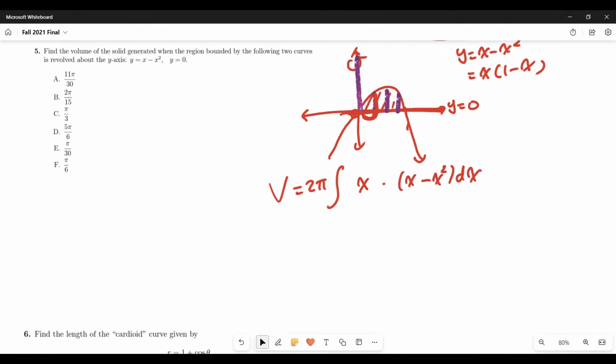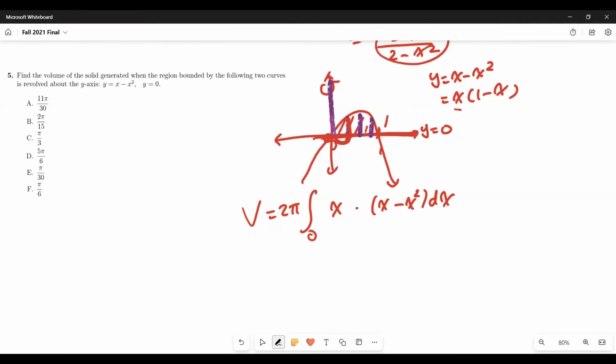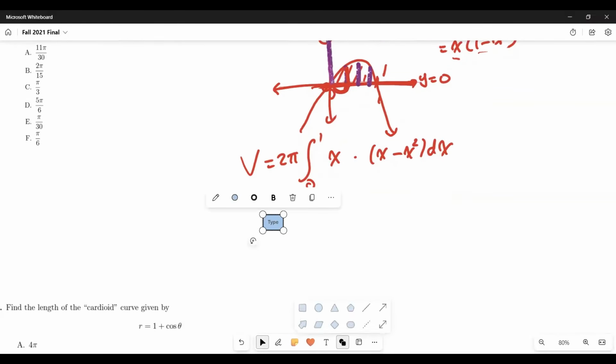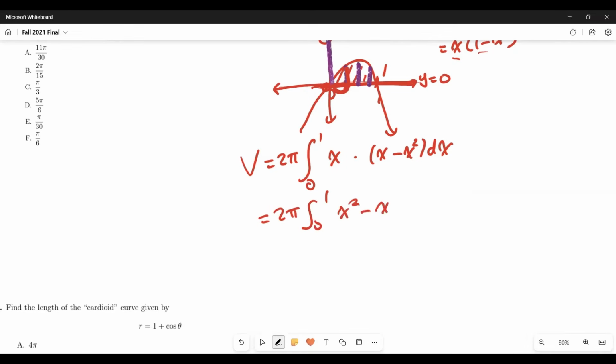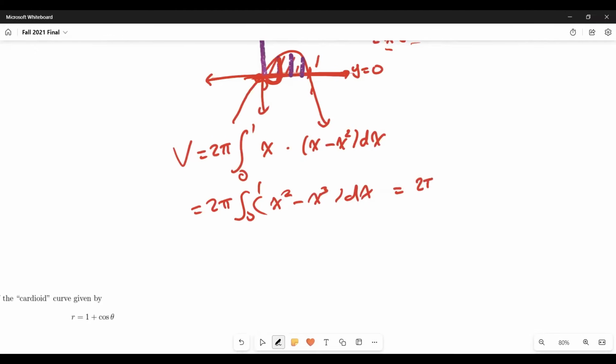And this is from 0 to, what is this line? This is 1, right? Because I found it as x times (1 minus x), and that graph crosses the x-axis at 0 and 1, so this just becomes 0 to 1. So this becomes 2 pi, 0 to 1, x squared minus x cubed dx. I expanded, and then if you integrate this, this is 2 pi of x cubed over 3 minus x to the 4th power over 4, 0 to 1.